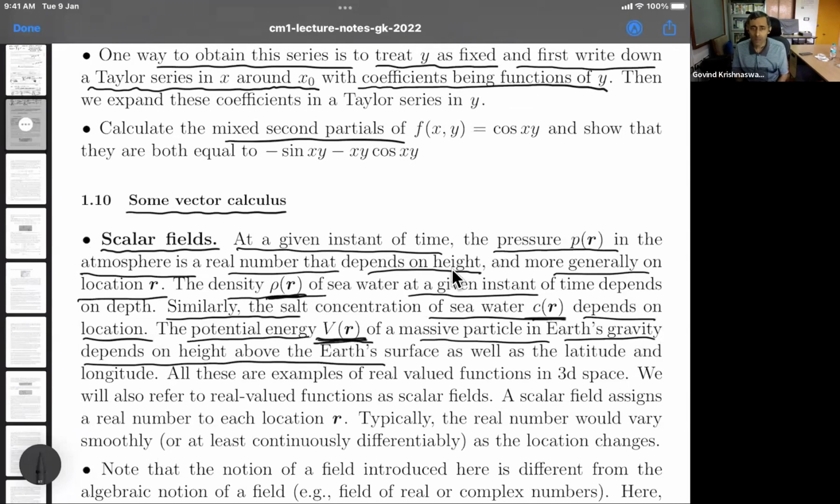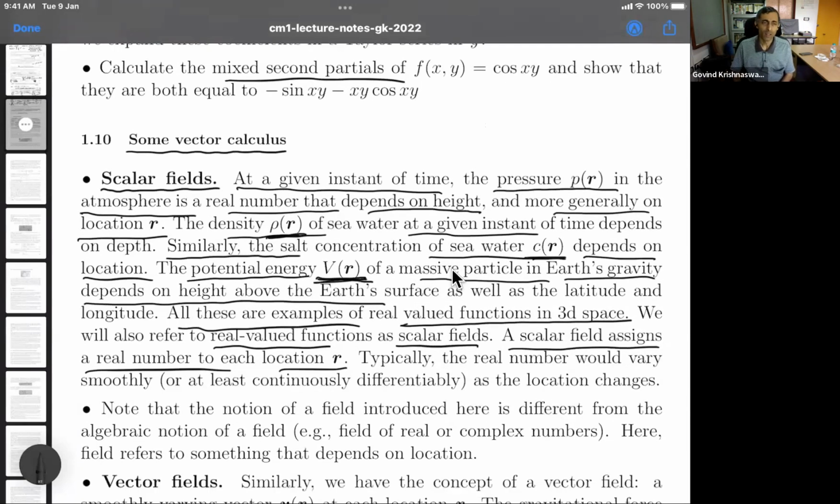So a scalar field is simply an assignment of a real number to every point in a certain domain. All these are examples of real valued functions in three-dimensional space. We will refer to such real valued functions as scalar fields. Okay, so that is the technical jargon. A scalar field assigns a real number to each location R.